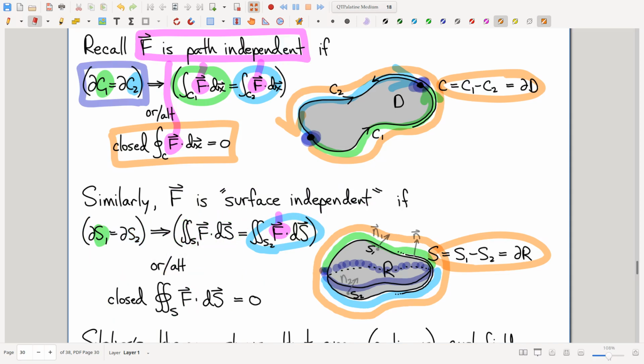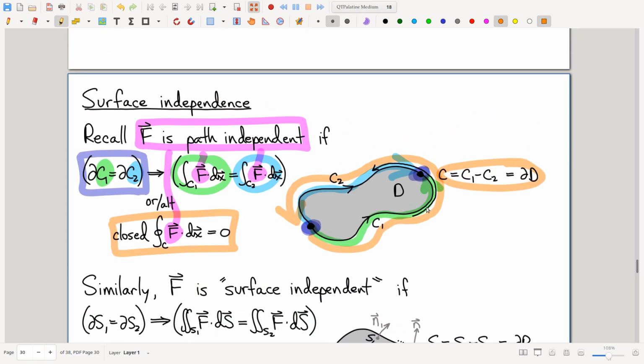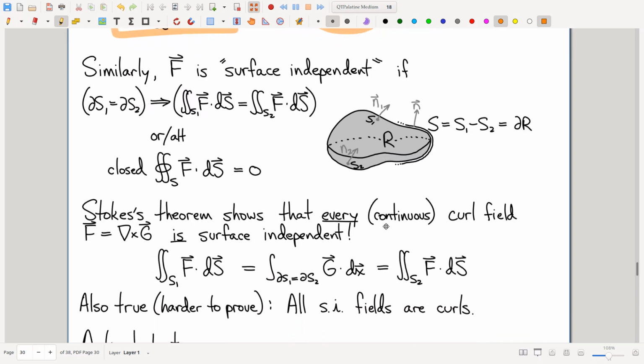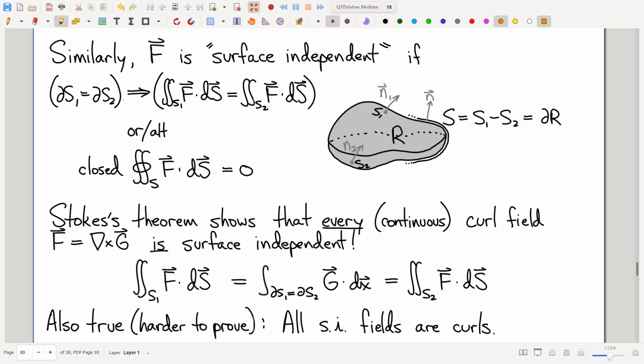Now, when we were talking about path independence, at some point, I noted that there are some easily noted path-independent vector fields. Gradients. Gradients always do this. And a great way to see that gradients always do this is to use the fundamental theorem of line integrals. Just write it down and it totally works. Well, there is an automatic freebie surface-independent vector field, and that is curls.